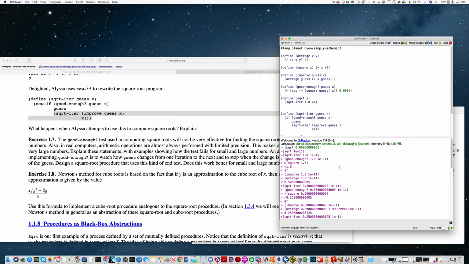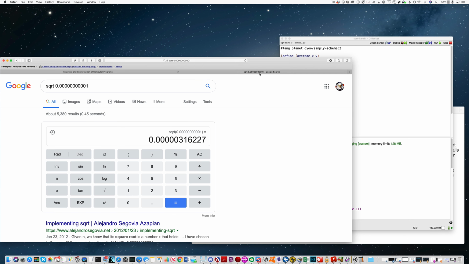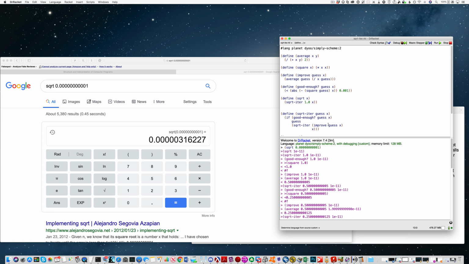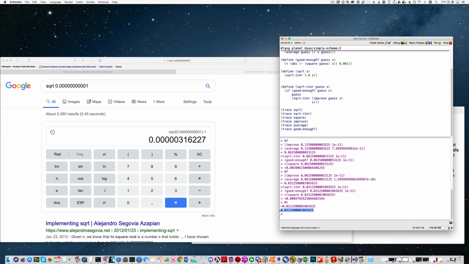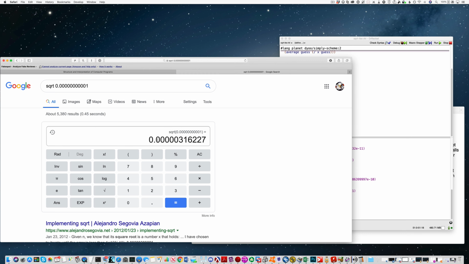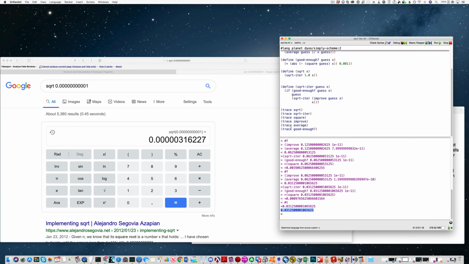So I did the square root of whatever this is, and the actual value is this, but the value it spit out was this, and you can see this is 300ths, and this is 3 millionths. So that's a big error, right?